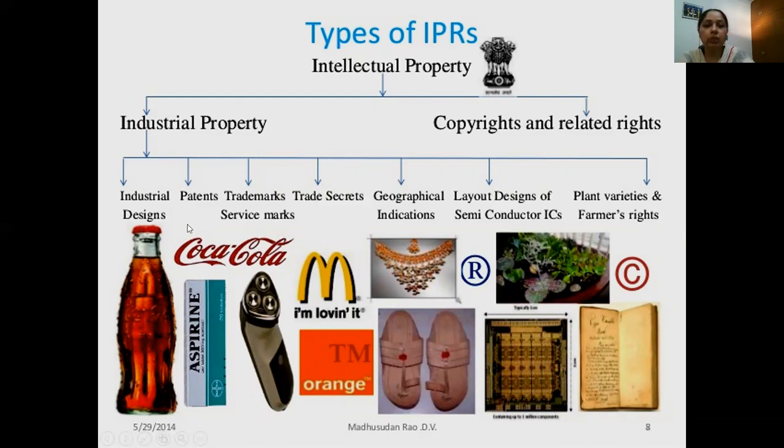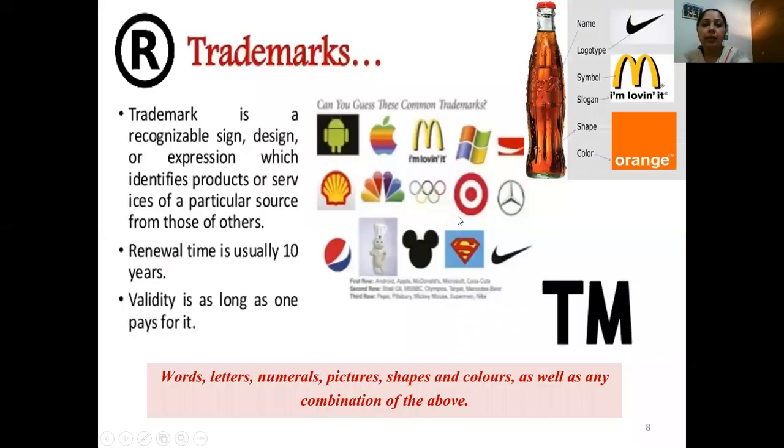What do you mean by industrial design? What do you mean by patent? What do you mean by trade secret? We'll be covering all these different types of IPR. Let's come one by one. First is trademark. This is the symbol for trademark, R, right?